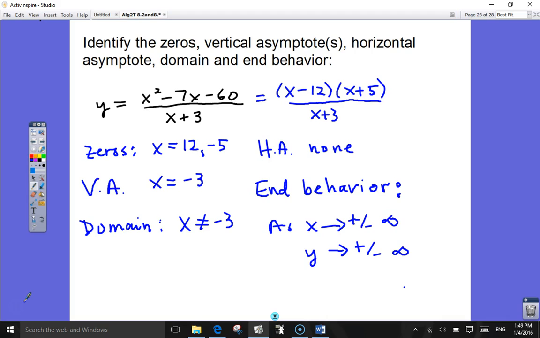And the horizontal asymptote, again, by the rules, when the numerator has a higher degree than the denominator, what does the rule say? There is none, which means the end behavior, and this is enough for what we're doing right now, is y is going to positive or negative infinity. It's not approaching some fixed number.